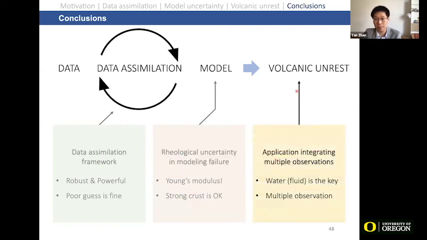And the last, the volcanic unrest in Laguna del Maule and Ahuachapán, shows us that water or fluid is somehow the key. In Laguna del Maule, the water triggered earthquakes and released some stress, making the system stable. But for Ahuachapán, the water table drop directly triggered the phreatic eruption. And we also know that multiple observations are critical for us to understand volcanic unrest.